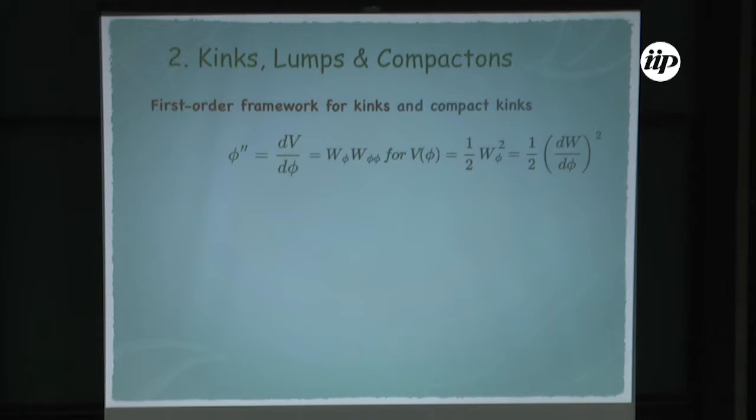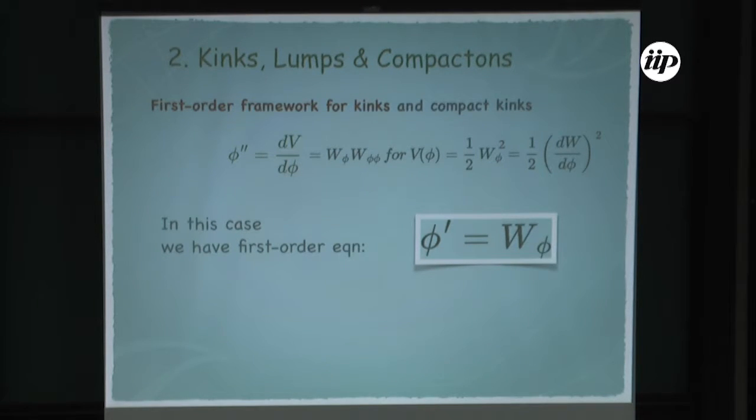I can do this for kinks. I can do this in an interesting scenario. If I write my potential in this way, as the square of W, I take a function of phi, I differentiate it, and square it. If my potential is this, the second order equation of motion can be solved by first order differential equations. There is supersymmetry behind this. This is a superpotential W. So you get a nicer environment. It helps a lot to solve first order differential equations.